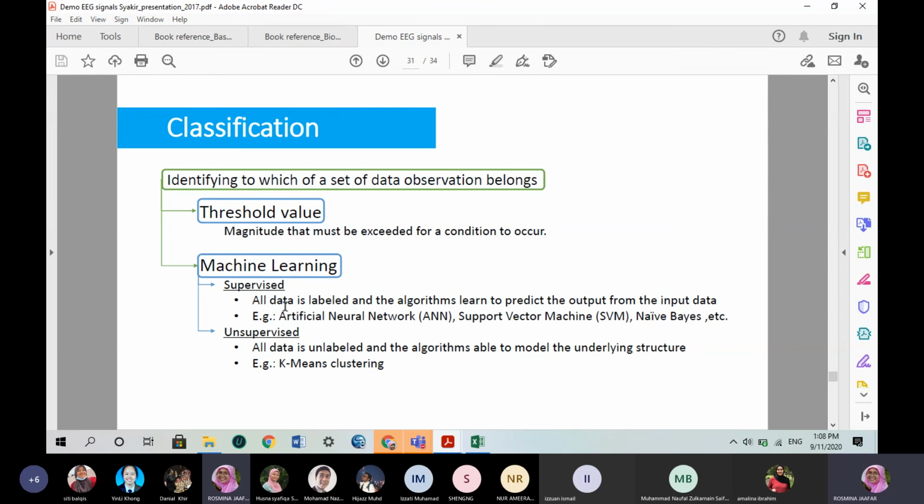Unsupervised learning, all data is unlabeled, and the algorithms are able to model the underlying structure, such as by using k-means clustering. So this one is where the algorithm obtains the specific pattern it learns from the data collection itself. Okay.